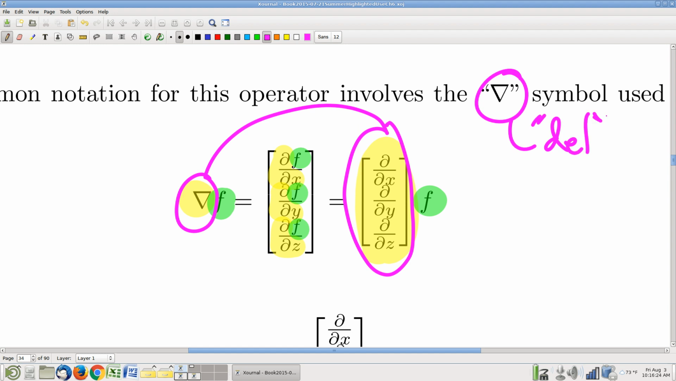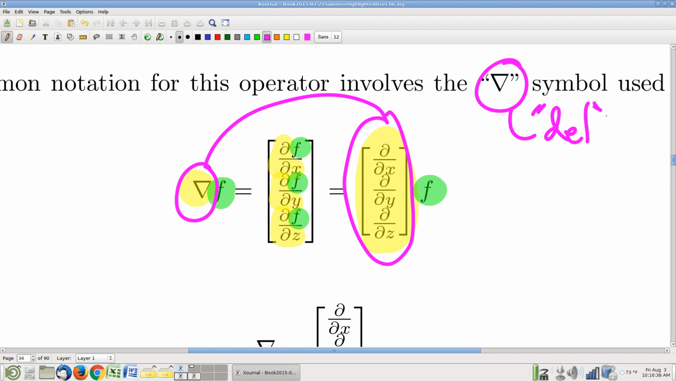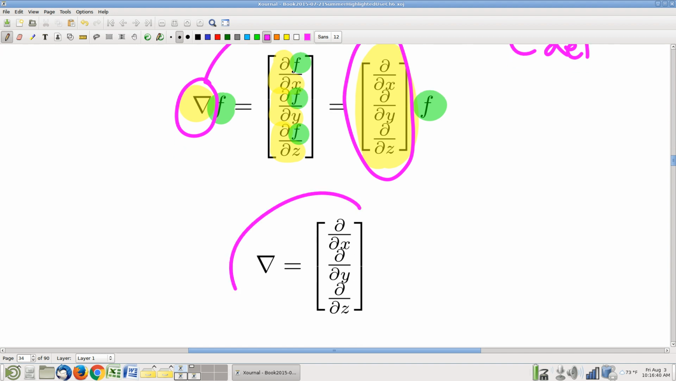When you write del F, that means the gradient of F. But the operator by itself depends on how you apply it. What do you do with it? If you do this to it, then you're taking the gradient. But that operator by itself is thought of as a separate thing. And again, the Del operator. And there's other things that you could do with this operator.